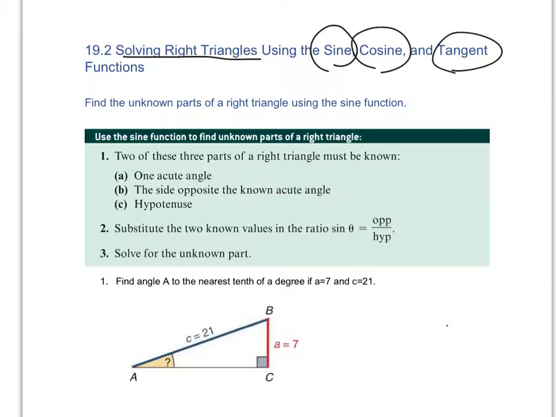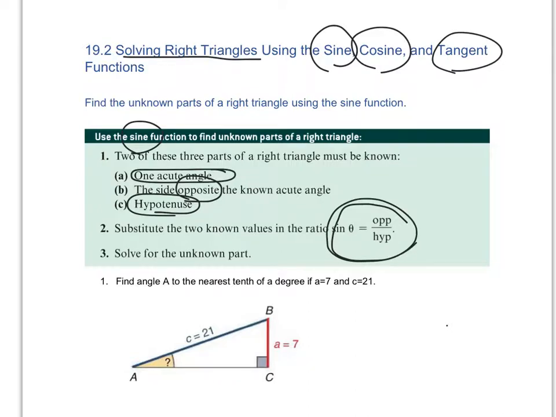For the first part of the homework, we're going to start using the sine function. You will know that you need to use the sine function because you will have one of the acute angles, which means one of the angles that is less than 90 degrees, and you will have the side that is opposite to that angle and the hypotenuse. If you're ever given those three pieces of information or asked to solve for one of those three pieces of information, you will need to use the sine ratio. And to get the sine of the angle, you take the opposite side length divided by the hypotenuse side length.